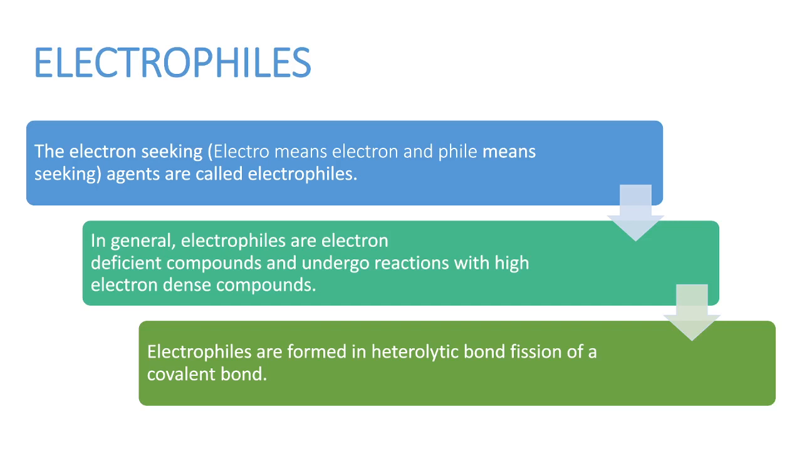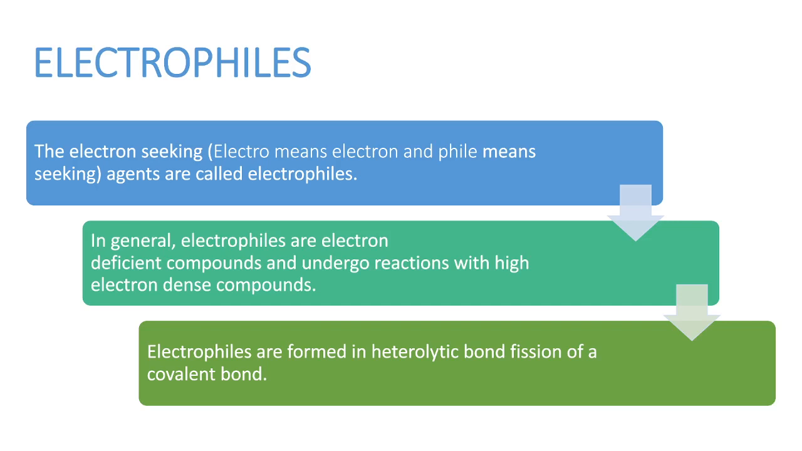Yesterday we discussed the types of bond fission. There are homolytic bond fission and heterolytic bond fission. Homolytic bond fission produces free radicals, whereas heterolytic bond fission produces ions. The positively charged ions are called electrophiles. So electrophiles are formed by the heterolytic bond fission of a covalent bond. Heterolytic bond fission means the bonded pair of electrons goes with any one of the bonded atoms.